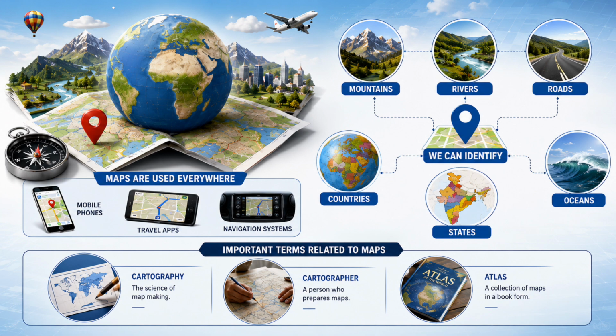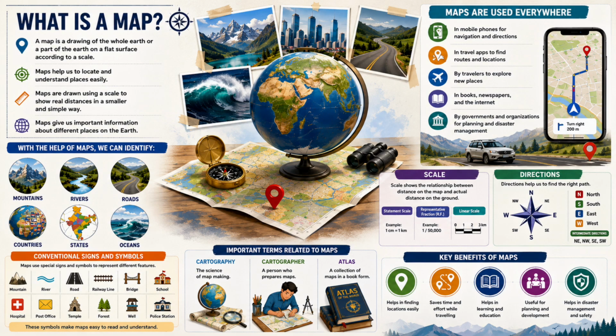Now, here are some important terms related to maps. The science of map making is called cartography. A person who prepares maps is known as a cartographer, and a collection of maps in a book's form is called an atlas.